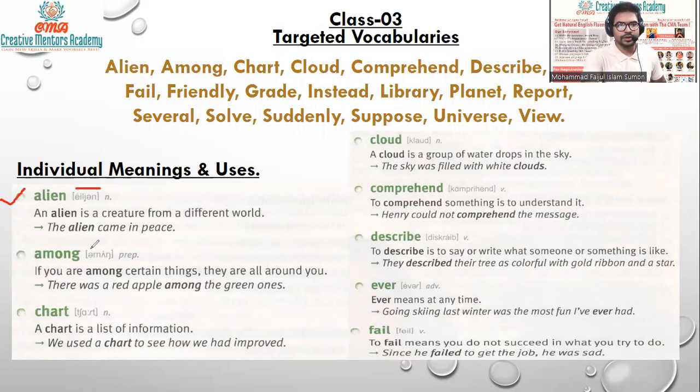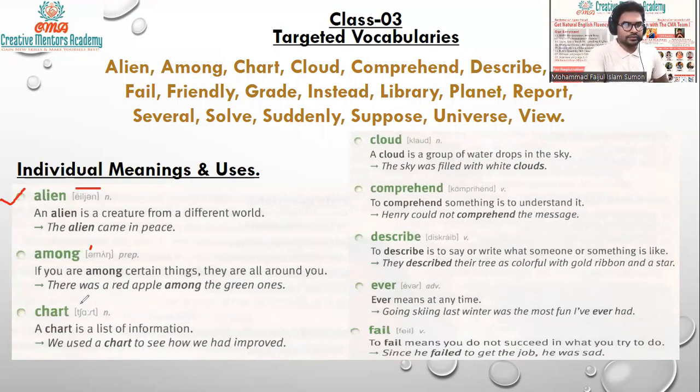And among, sound, among. Okay. If you are among certain things, they are all around you. Okay. So চারদিকে সবকিছু থাকা কিংবা among মানে হচ্ছে অনেক কিছুর মধ্যেই এক, কেমন? There was a red apple among the green ones. অনেকগুলোর মধ্যে হচ্ছে একটা, কেমন? যে গ্রিন কালার যে অ্যাপলস গুলো আছে সেখানে একটা লাল এরকম। হ্যাঁ, অনেক কিছুর মধ্যে একটি.